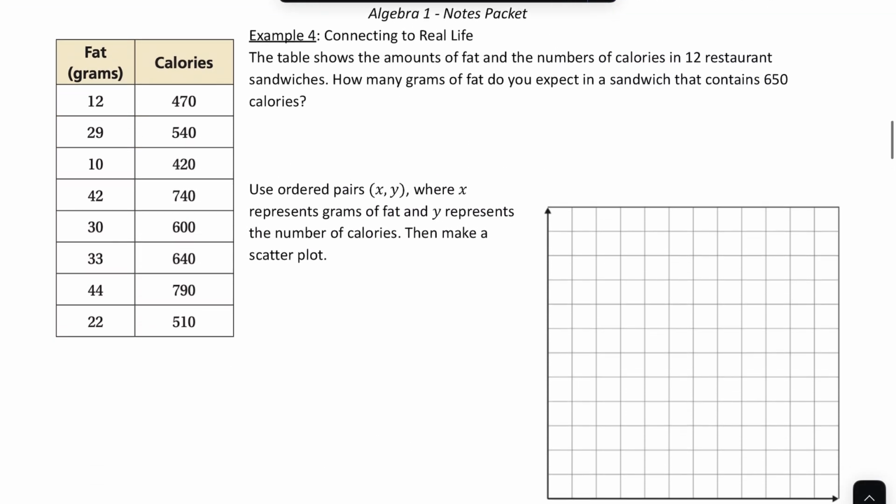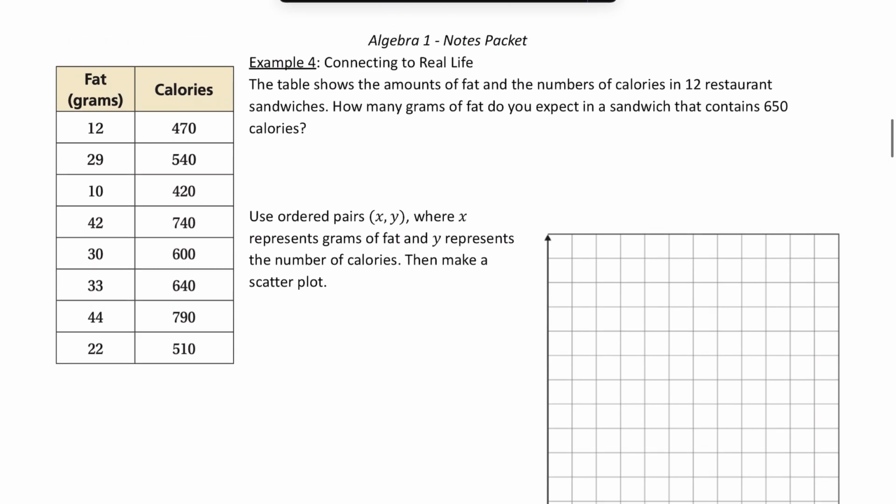One more example. It says example number 4. The table shows the amount of fat and the number of calories in 12 restaurant sandwiches. How many grams of fat do you expect in a sandwich that contains 650 calories? All right, well, let's take a look at this. Remember, I would label this as your X, label this as your Y. It says use ordered pairs X, Y, where X represents grams of fat and Y represents the number of calories, then make a scatter plot.